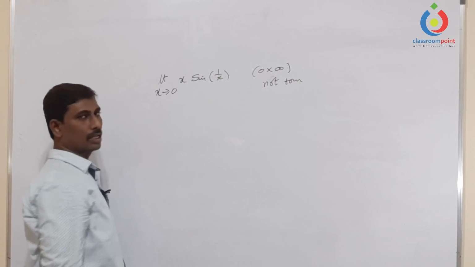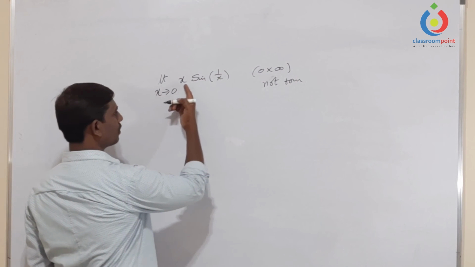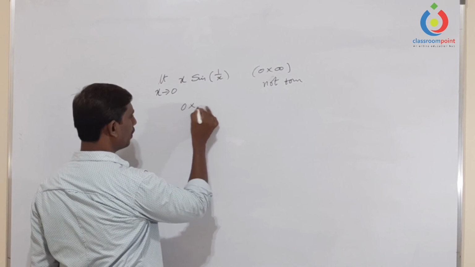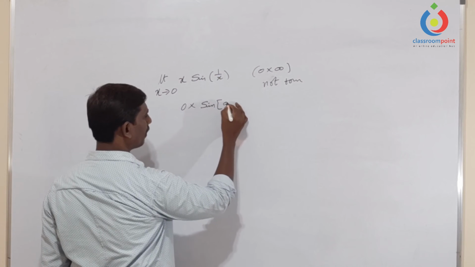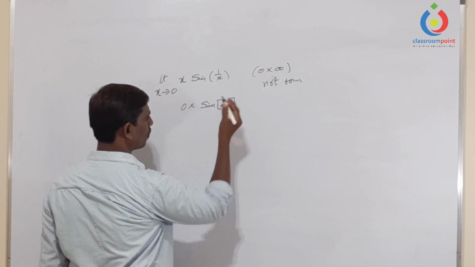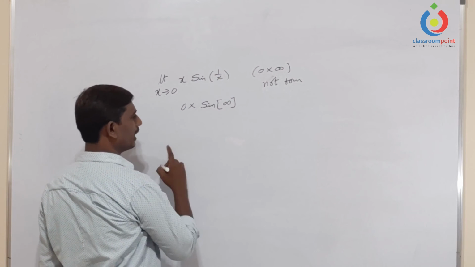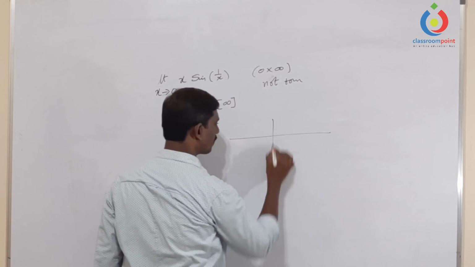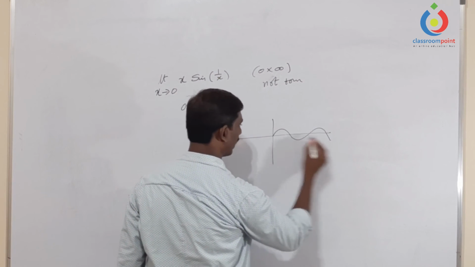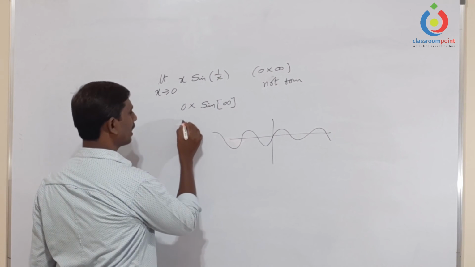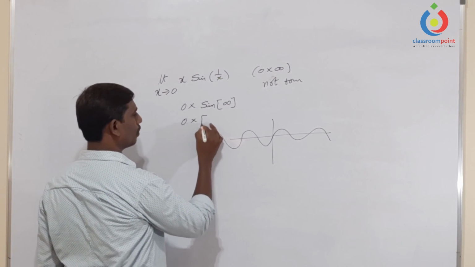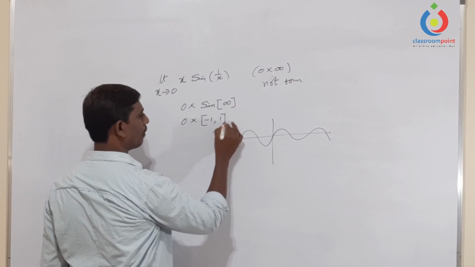Then what to do, sir, here? Apply in the place of x, 0 into sine of infinity. Sine of infinity, we get this one. Sine of infinity means we know the graph of sine, it will go like this only. That means the result is 0 into the closed interval minus 1 comma 1.